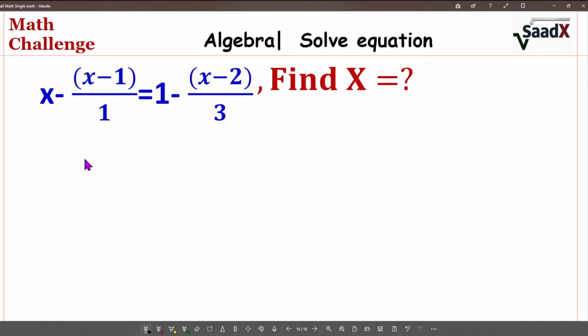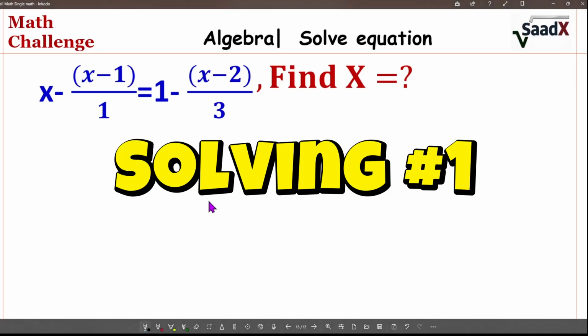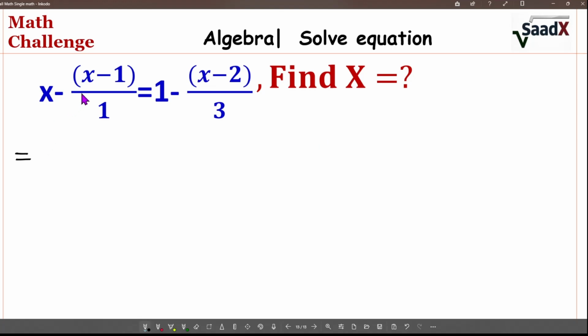In this video I am going to solve two math problems. Find x when (x minus 1)/1 equals 1 minus (x minus 2)/3. So this is a fractional equation, and we have to find x. We are going to solve this step by step.